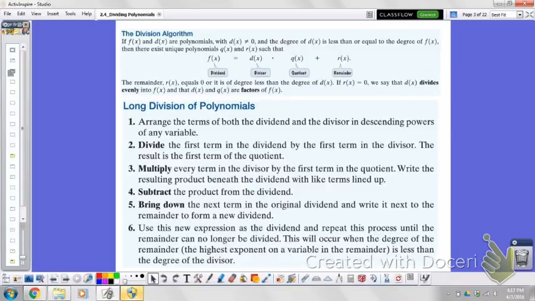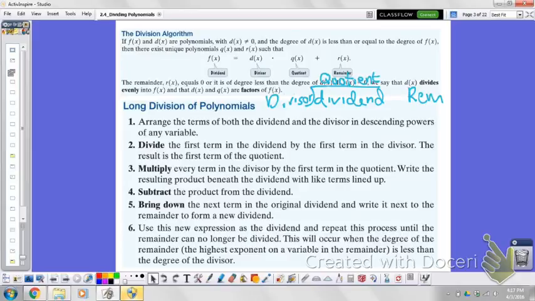So when we're working with long division and polynomials, we'll have a little bit of vocab: the dividend, the divisor, and the quotient. Remember that we take the dividend and we divide it by the divisor, and we get the quotient as our answer. And then whatever is left over is our remainder. So that is a little bit of vocab that we're going to need.